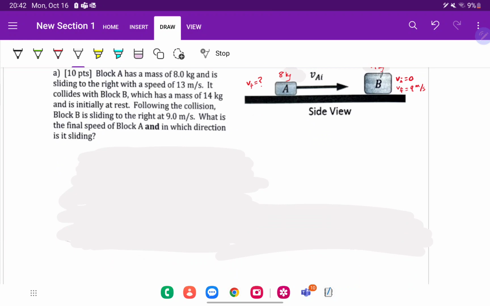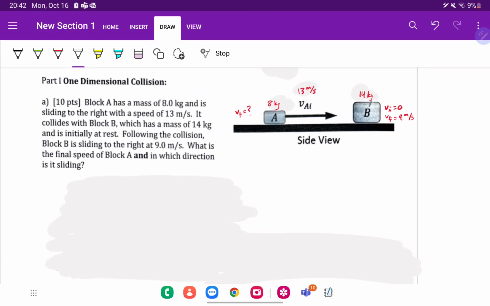Good thing about this one is if you'd established that right is positive, if you get a negative number for your velocity, you can assume that that's negative because you established right to be positive. So this is a basic conservation of momentum problem.